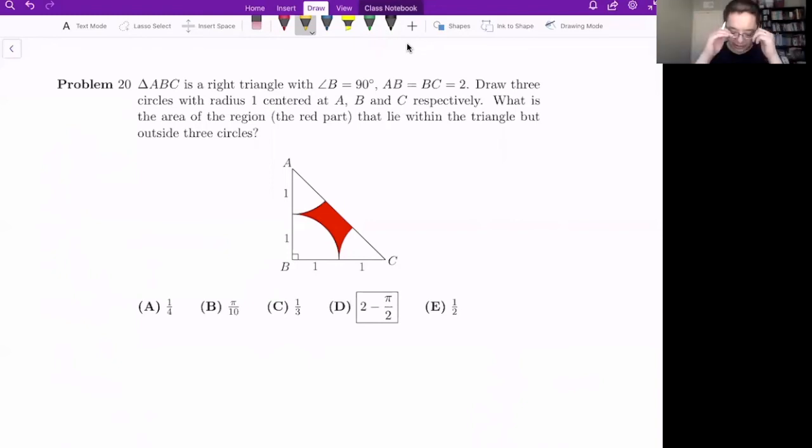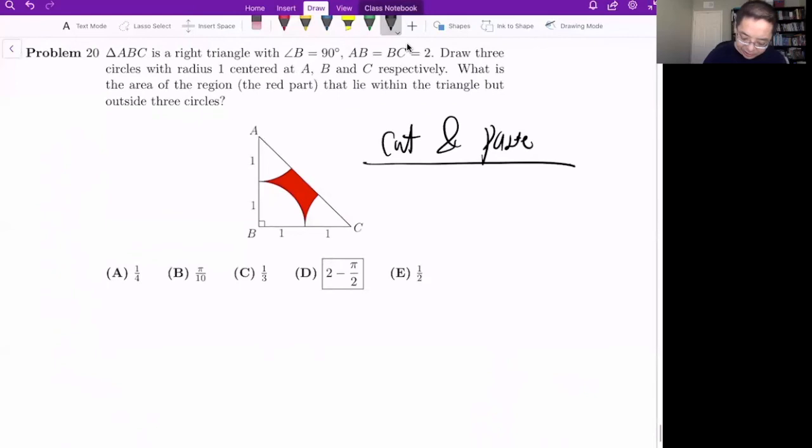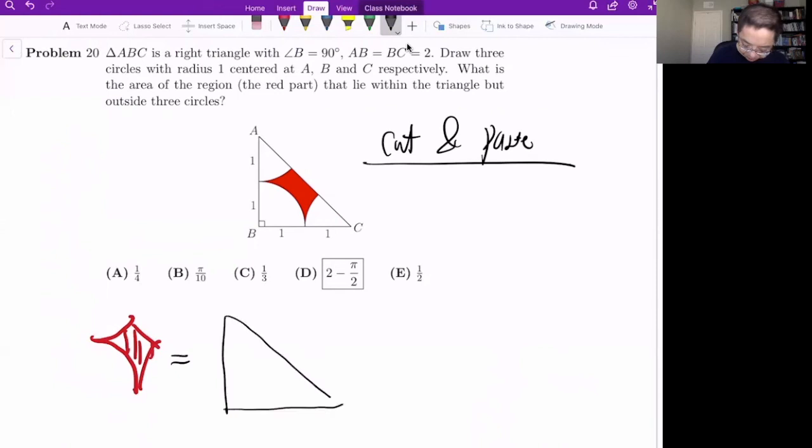So we're going to use cut and paste. What we have is the red area equals this right triangle ABC, minus those three sectors, right?